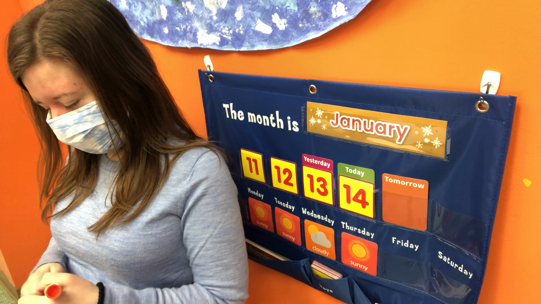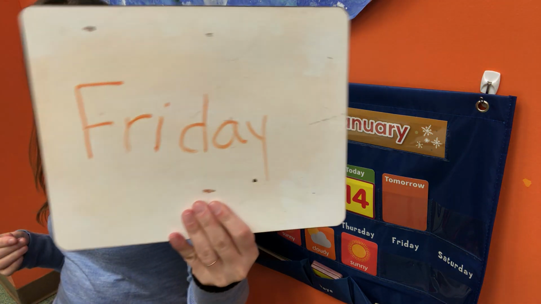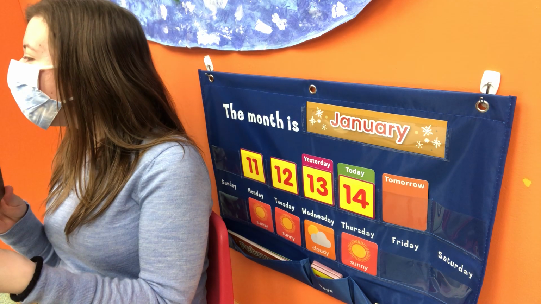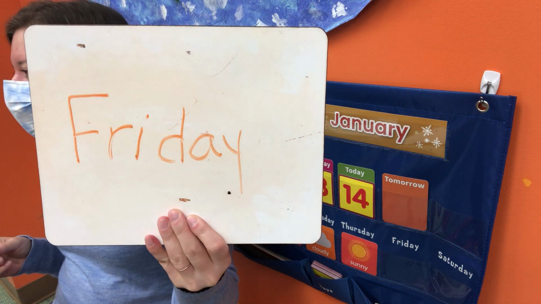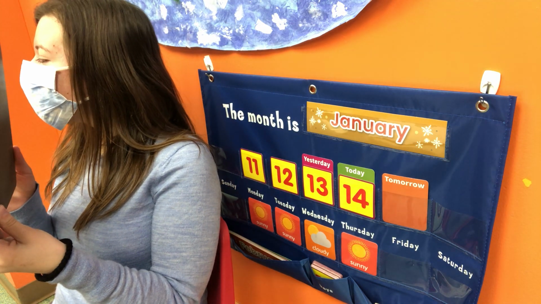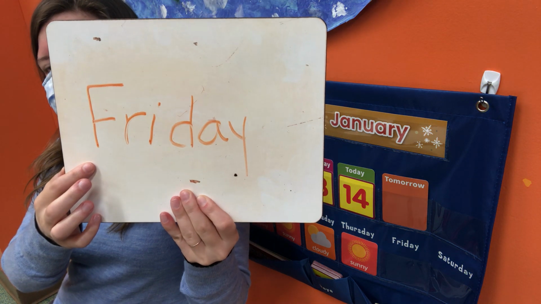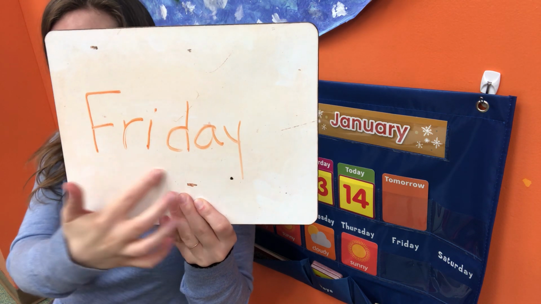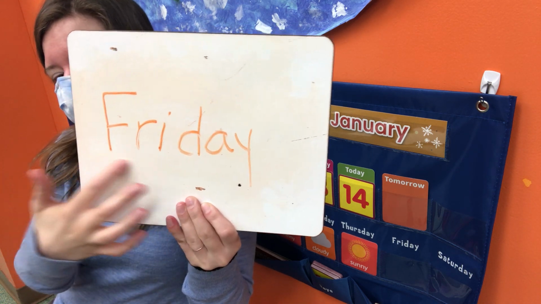So if yesterday was Thursday, then that means that today is, what day of the week is today? Friday. Today is Friday, and Friday starts with what letter? F. Yes, it starts with F, and it's a capital F. So today is Friday.